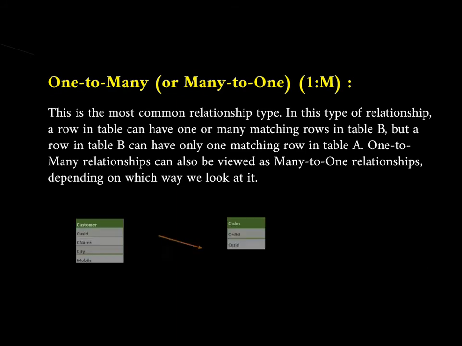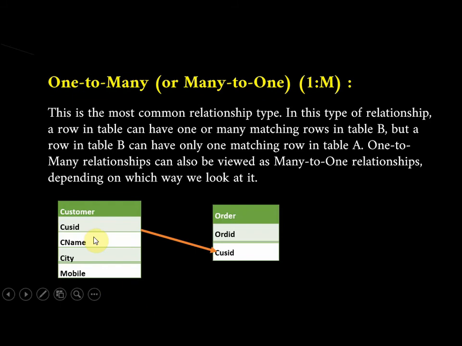So let's see the table. In this example, here is the customer table and the order table. Here also two tables are there. In the customer table, there is a customer ID, customer name, city and mobile number. In the order table, we have the fields order ID and customer ID, but the order ID field is not there in the customer table. So the customer table has a customer ID, and the order table has a customer ID again. So here is a matching field. By using this matching or unique field, we can create a one to many or many to one relationship.